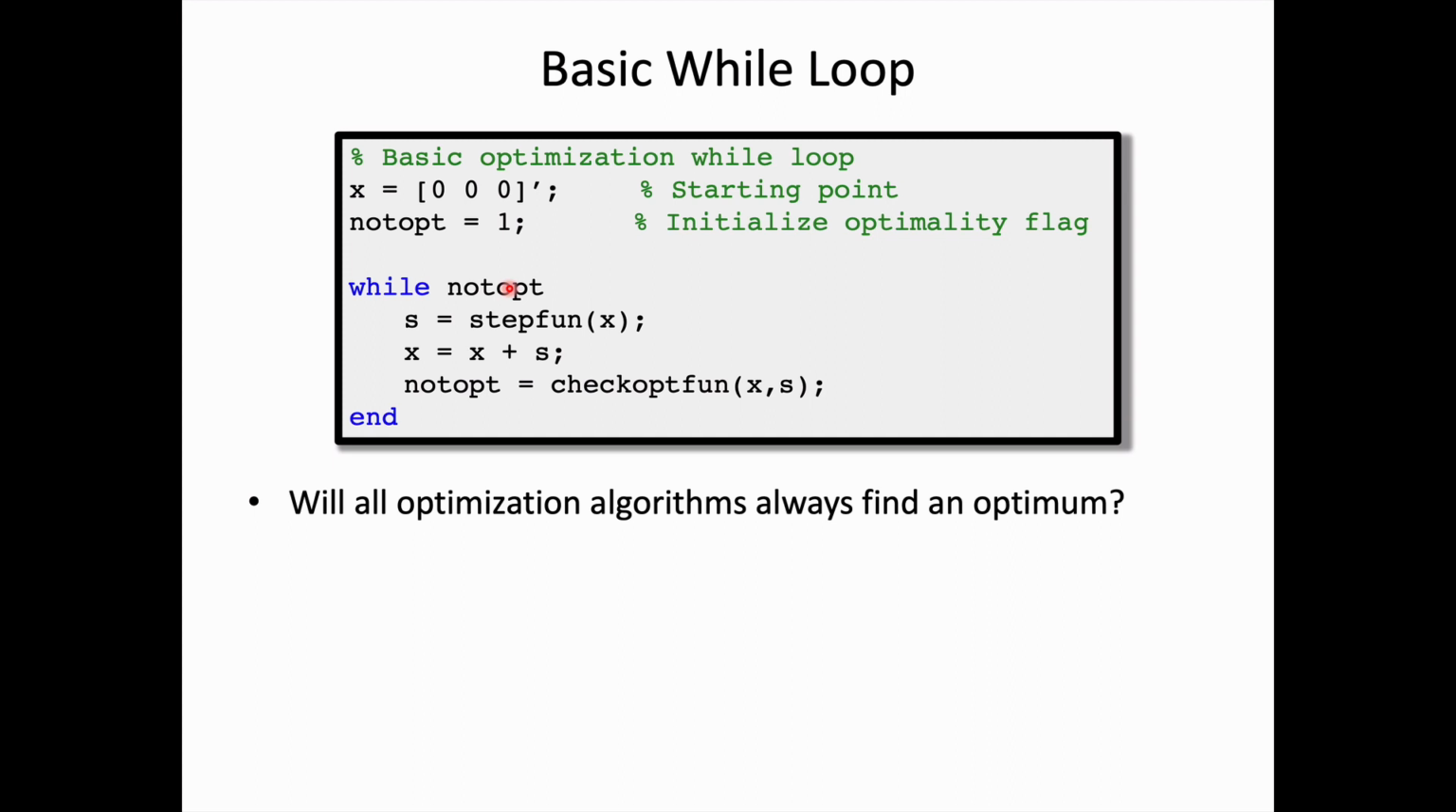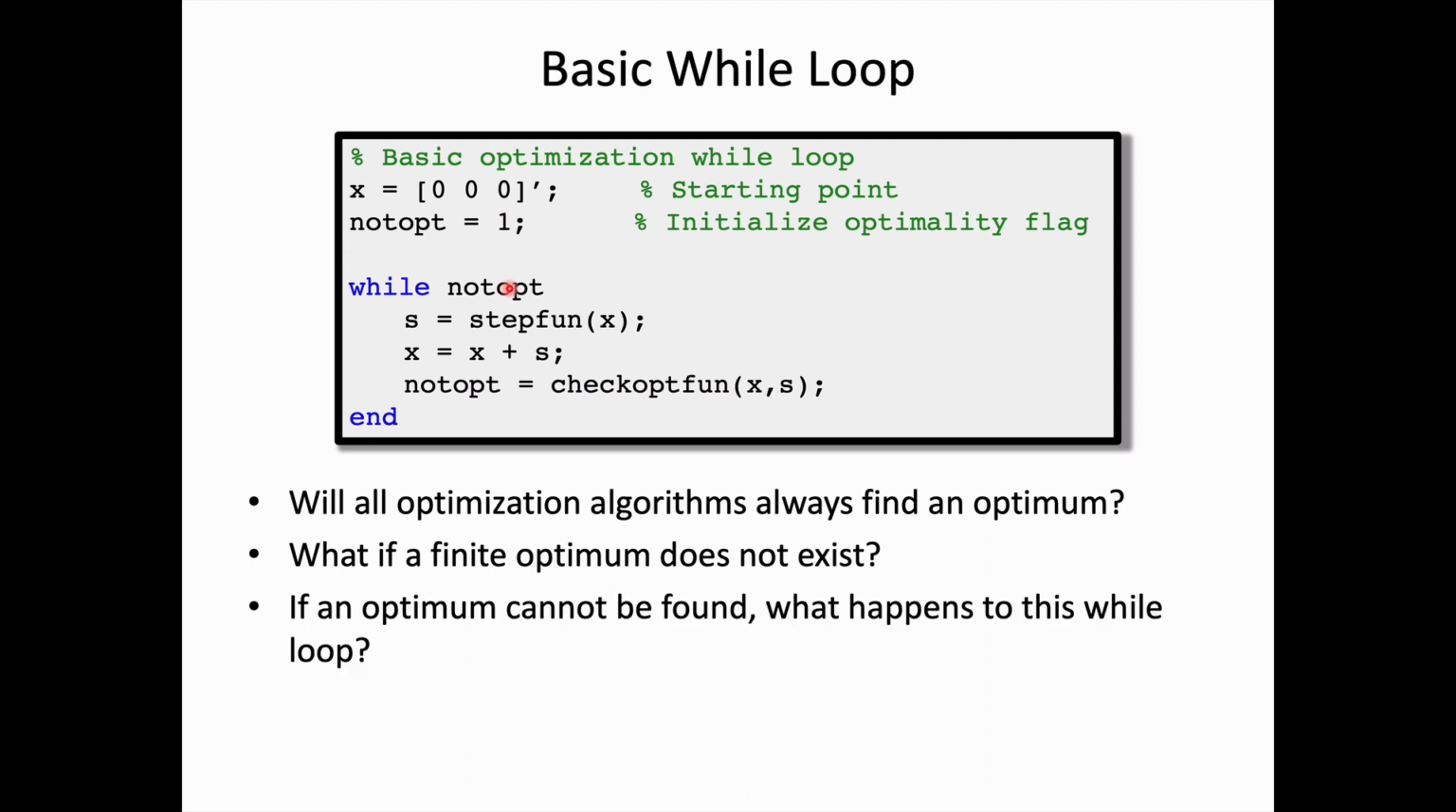Are there cases where an optimization algorithm might fail? And if that's the case, if it can fail, then what implications might there be for this while loop? Are there even problems where a finite optimum does not exist? We're going to learn a little bit later about problems that have issues with boundedness. There are problems that we can define that do not have a finite optimum. They are unbounded problems. And there are other different types of formulation issues that we're going to run into and explore in later lectures.